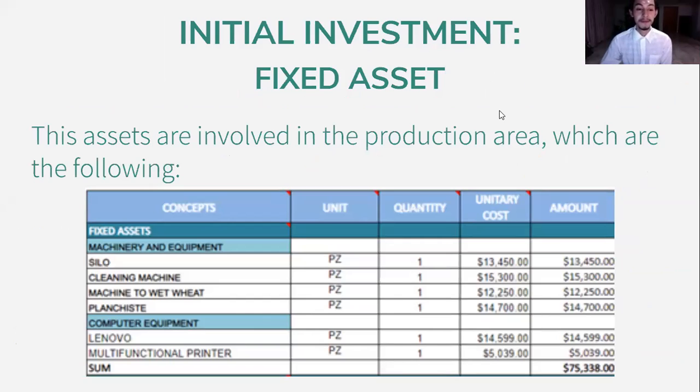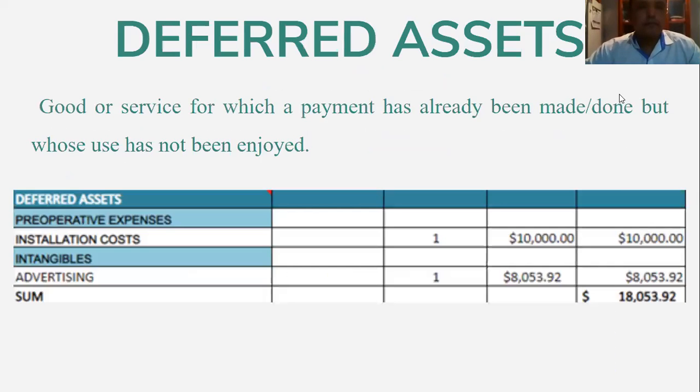Okay, so we're going to start first with the initial investment and the fixed assets. These assets of the company, whether tangible or intangible, are necessary for the production area, but we have to keep in mind that they are not necessary for the sales area. The following are the machinery and equipment, which is the silo, the cleaning machine, the machine to wet the wheat, and the planchiste. We also have the computer equipment, which is the Lenovo, and the printer, that altogether give us a total of 75,338 pesos.